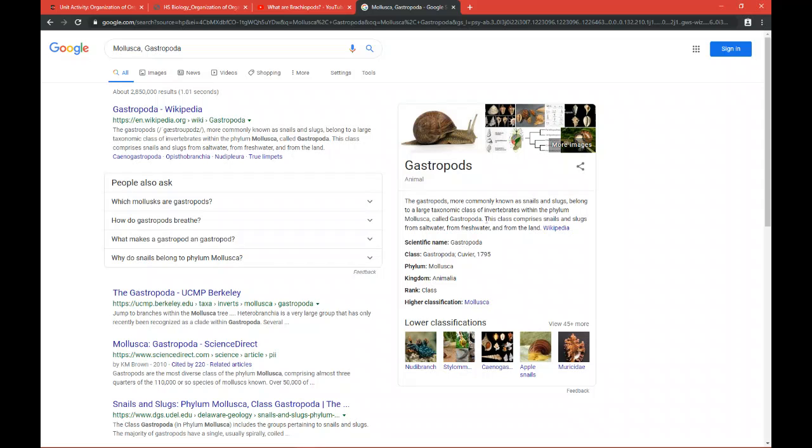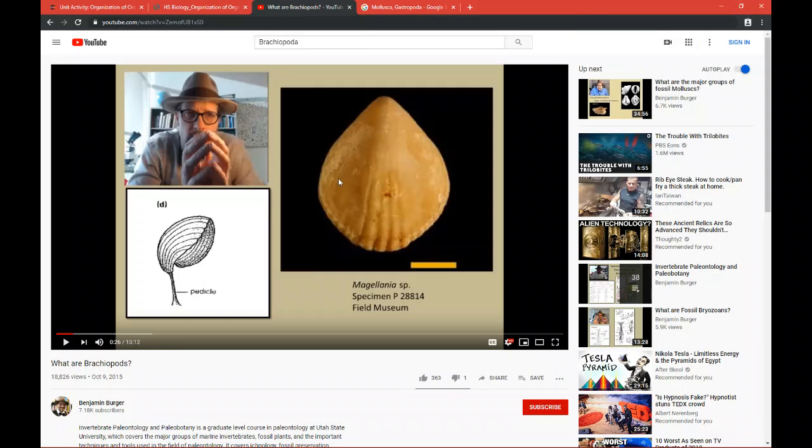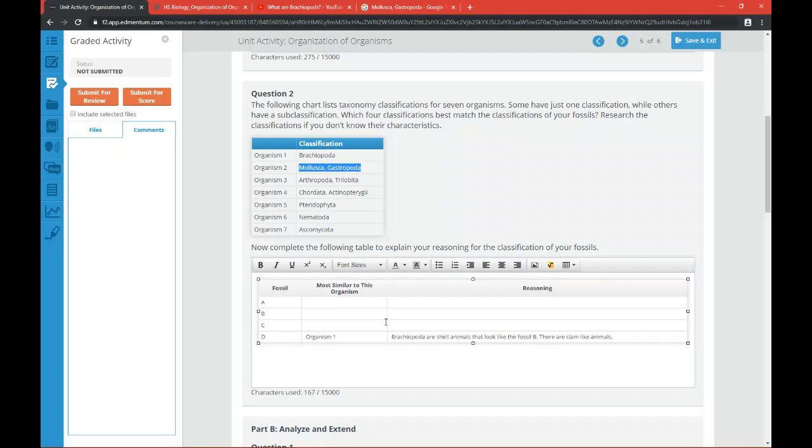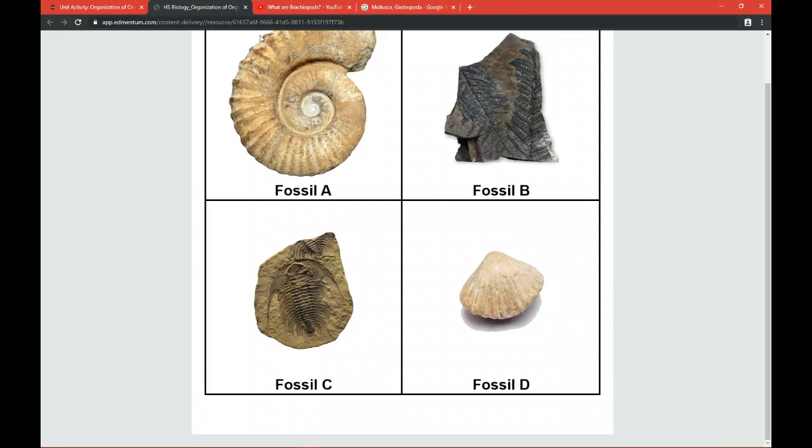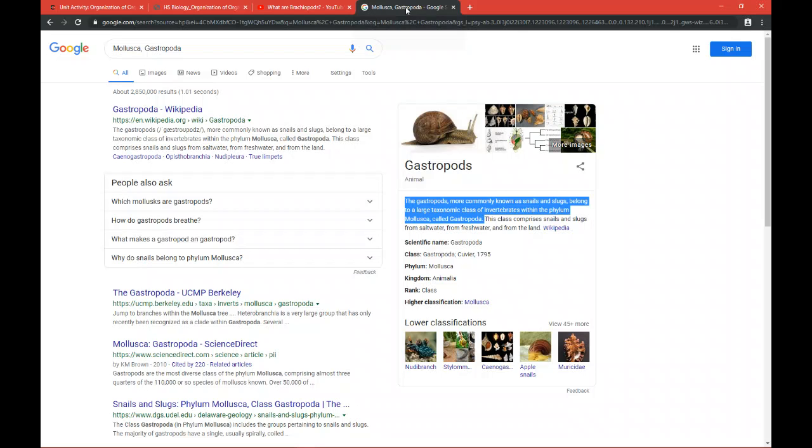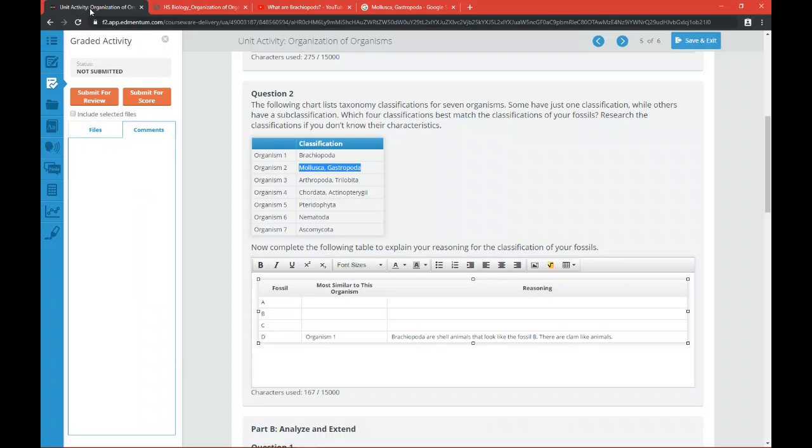Now you might be tempted just to copy and paste your answer, but it wouldn't be helpful because I'm going to know it's copy and paste, so you're going to want to put in your own words. So take a look right here and you can see fossil A is probably like organism 2. So fossil A, you're going to type in organism 2.